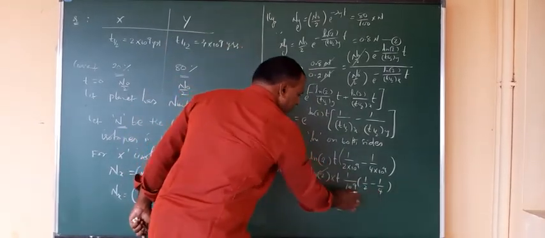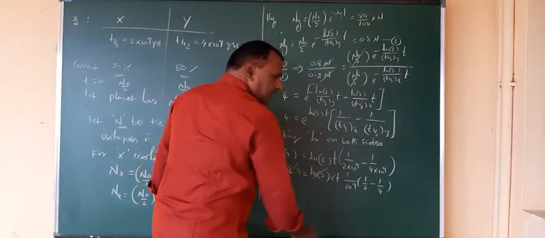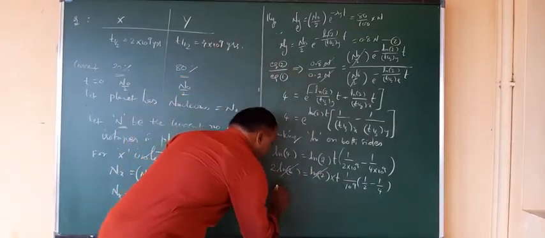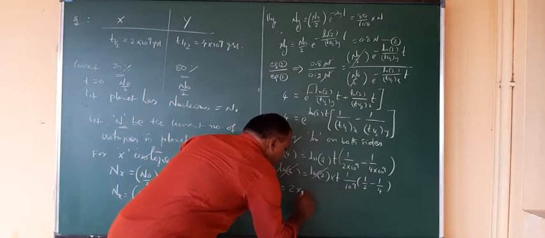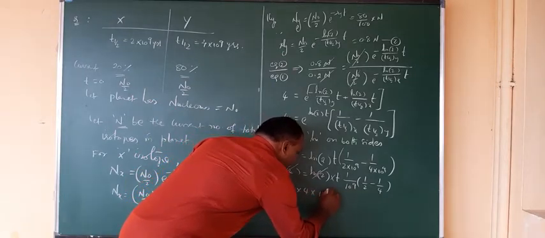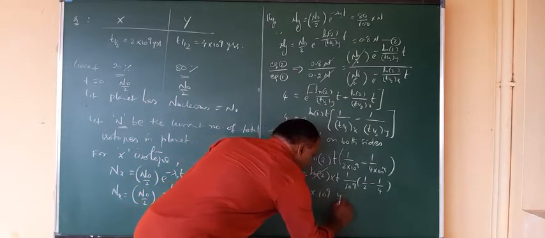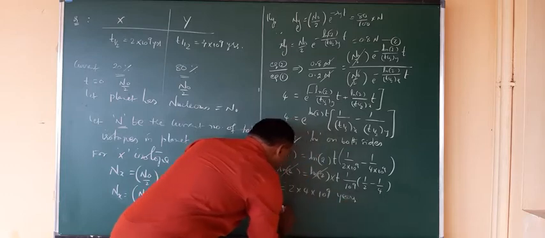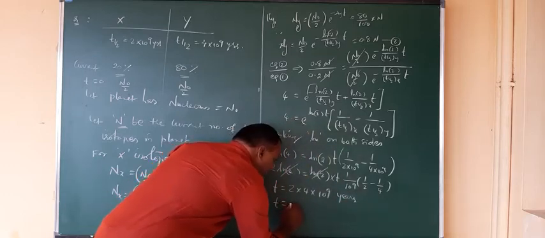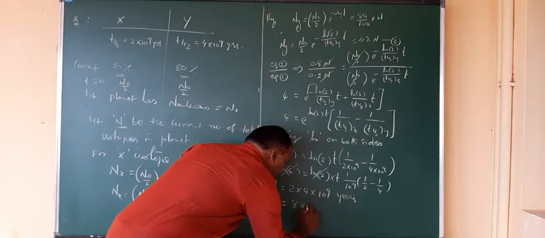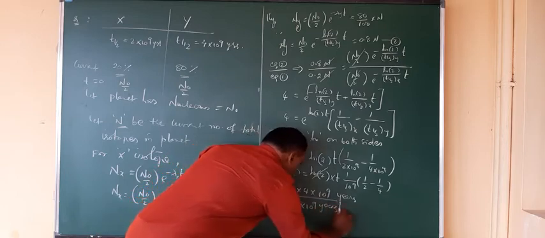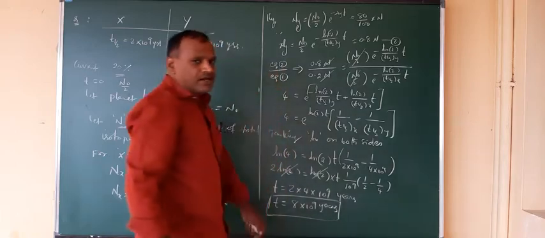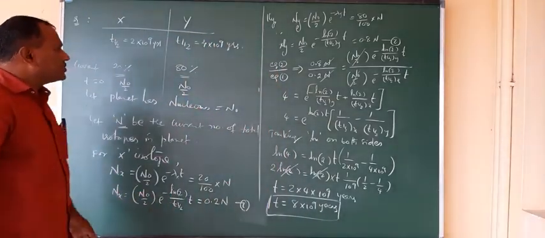So 1 by 4 into 10 power 9, you move to this side. That is, you can write t is equal to 2 into 4 into 10 power 9 years. So the time period, or age, will be 8 into 10 power 9 years. So this is the age of the planet. Like this you can calculate it.